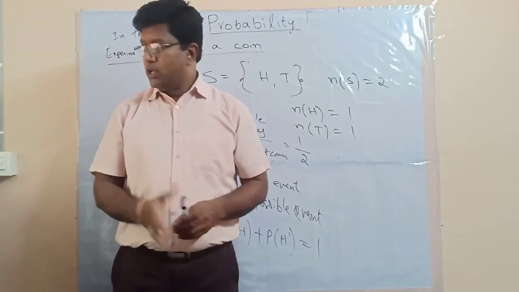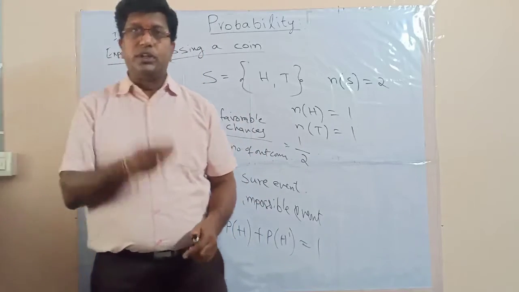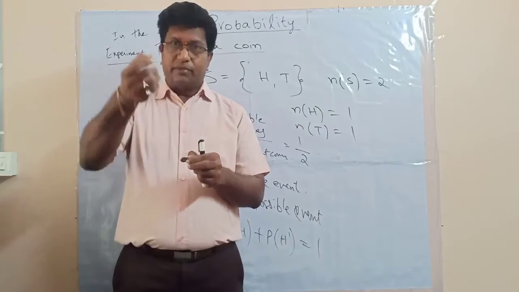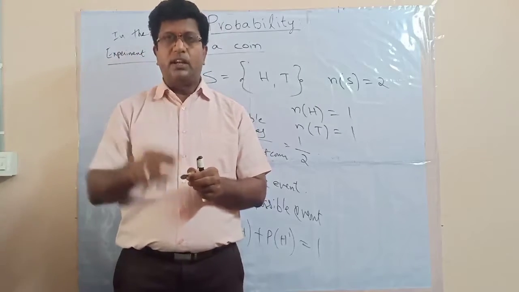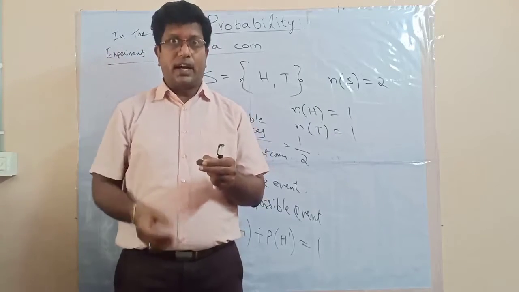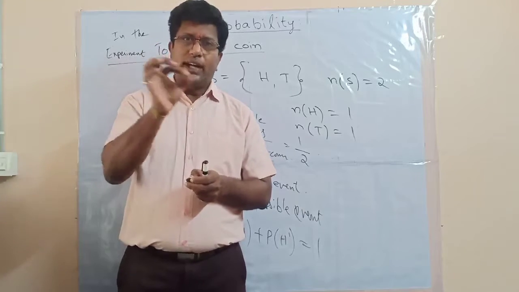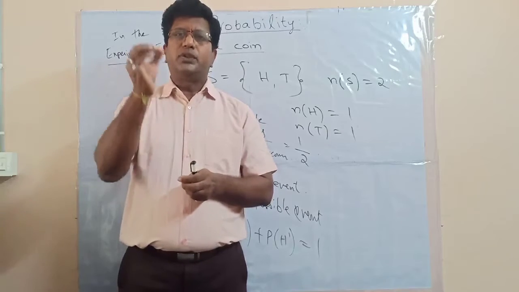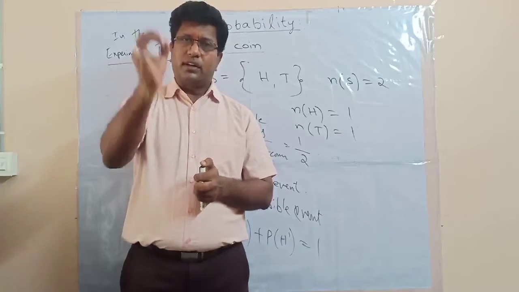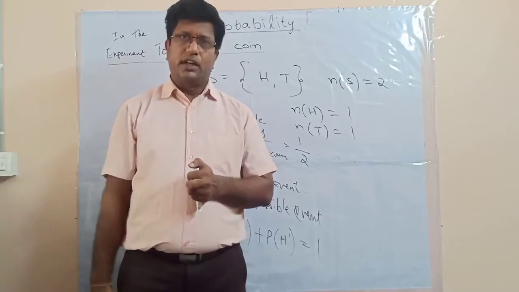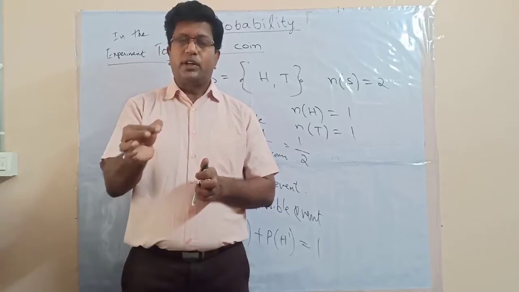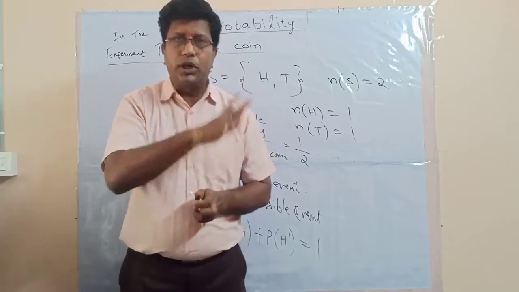Coming to the next concept. Suppose the coin you have chosen has both sides the same, like we have seen in Muqaddar Ka Sikandar, where the actor keeps the same tail on both sides. So if you toss that coin, it is very sure that you are going to get a tail whichever way it falls down. So that tail is said to be a sure event.